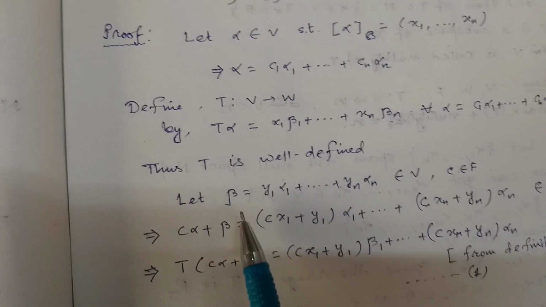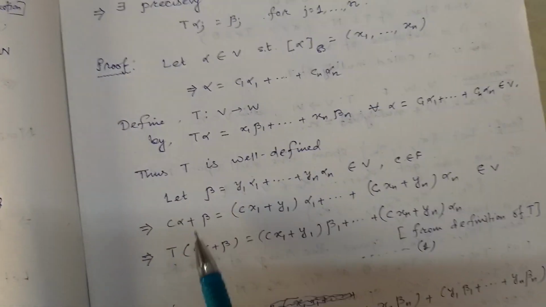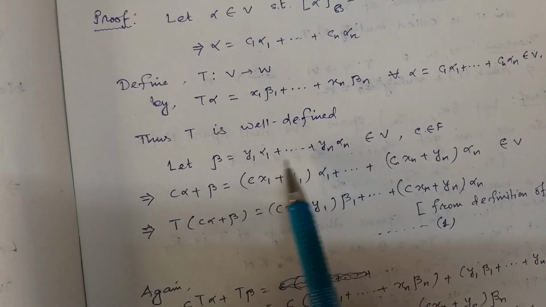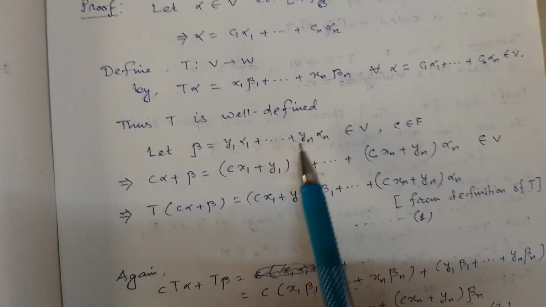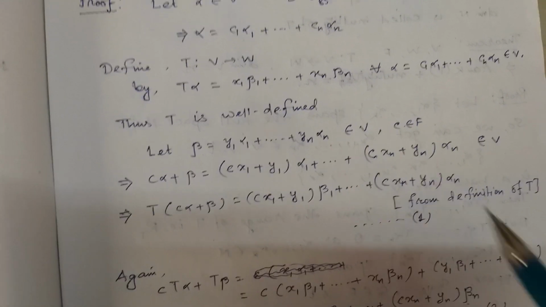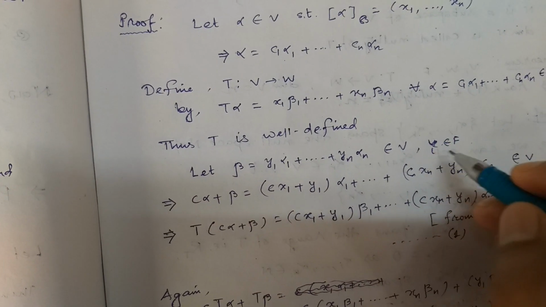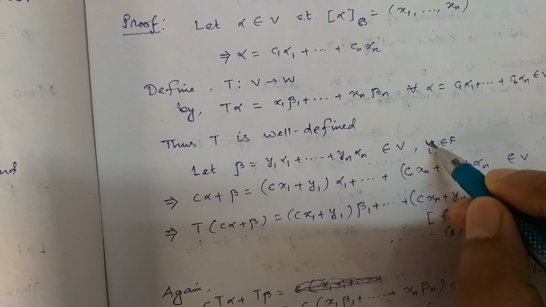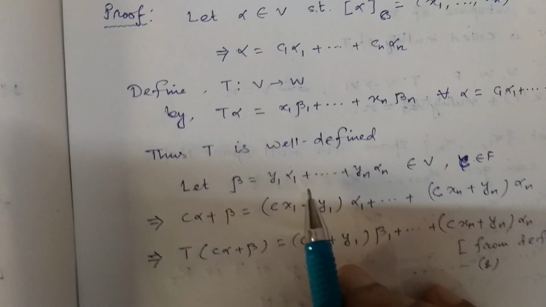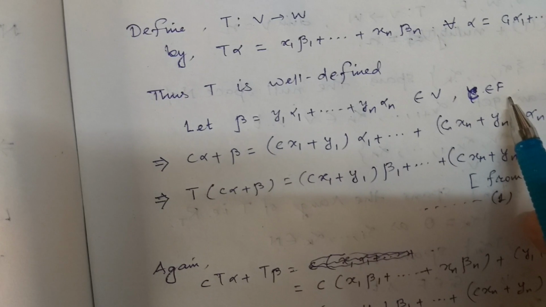Let us choose beta to be another element in V. So beta can be represented as a linear combination of alpha 1, alpha 2, alpha n as y1 alpha 1 plus dot dot yn alpha n, where these y i's are taken from F. Now c is any scalar.